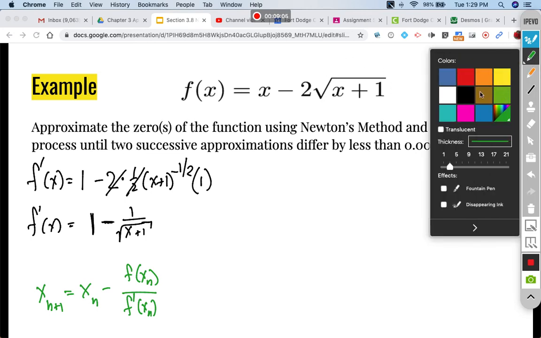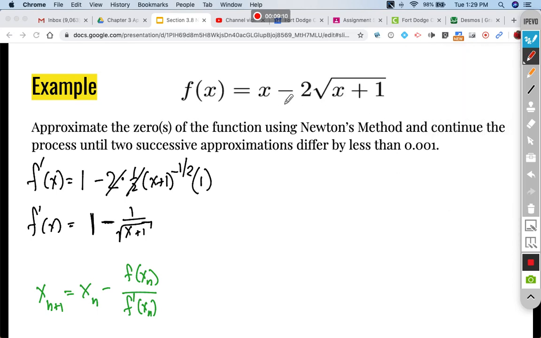I'm going to start with values that are easy to work with. I have a square root, so let's start with f of 0. That's going to be 0 minus 2 times 1, which is negative 2. Let's try 8, because 8 plus 1 is 9. Square root of 9 is 3. 2 times 3 is 6. So 8 minus 6 is 2. So here I got positive and negative. I know there is a 0 between 0 and 8.